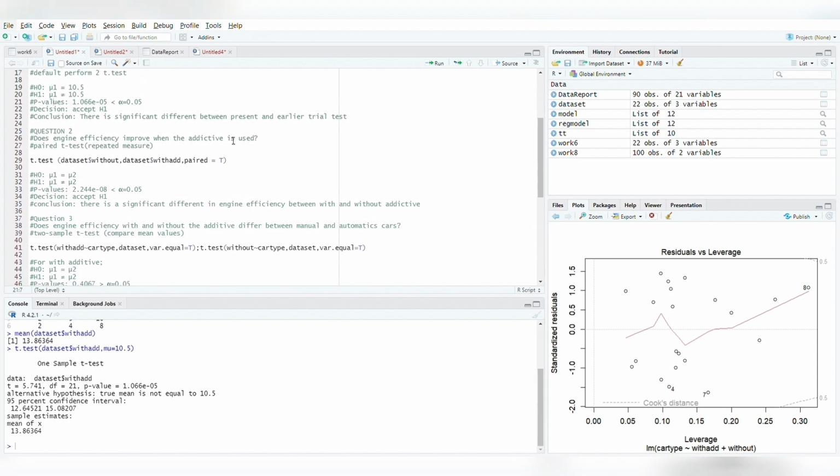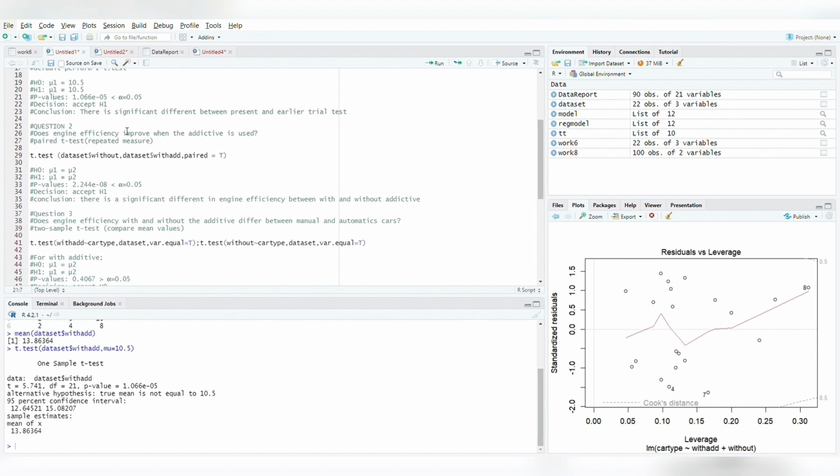Second question: does engine efficiency improve when the additive is used? In this question, I will use paired t-test, which is repeated measure, to run the data. This is the code of how to run paired t-test.